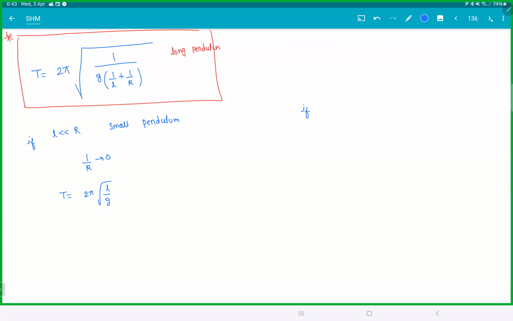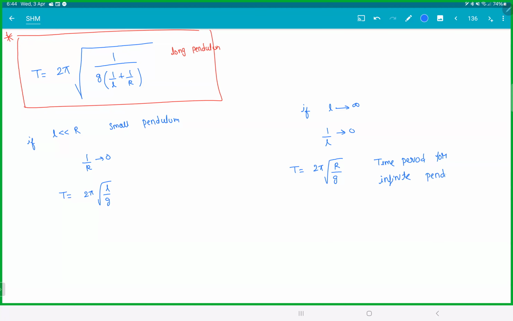If suppose L tends to infinity, that means it's a pretty long pendulum, then 1 by L will tend to 0. Then the time period is 2 pi root over R by g. This is a direct question in mains. What's the time period for infinite pendulum? Most people think infinity because they think 2 pi root over L by g, L is infinity. The problem is the formula itself has changed. The formula is not 2 pi root over L by g. This is the time period for infinite pendulum.